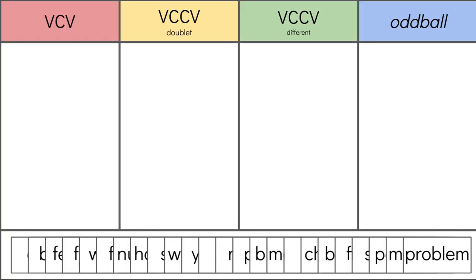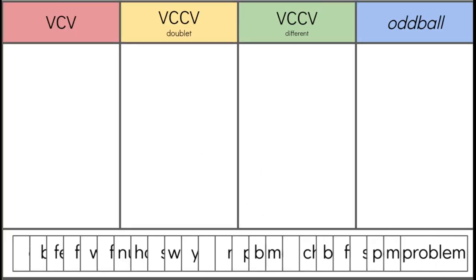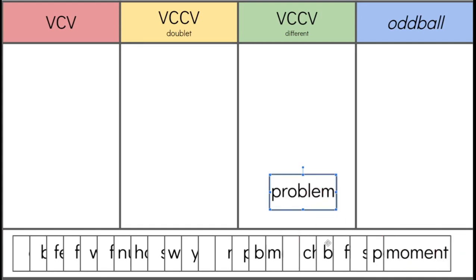Let's take a look at our sort now. We can sort through these together. I'm going to pull one word up at a time. Our first word here is problem. We're looking for that vowel consonant vowel pattern. We see that here, O-B-L-E. So that vowel is a short vowel sound, and that's where we get prob, lem. Now, these consonants are different, so we would put this under the vowel consonant vowel different column.